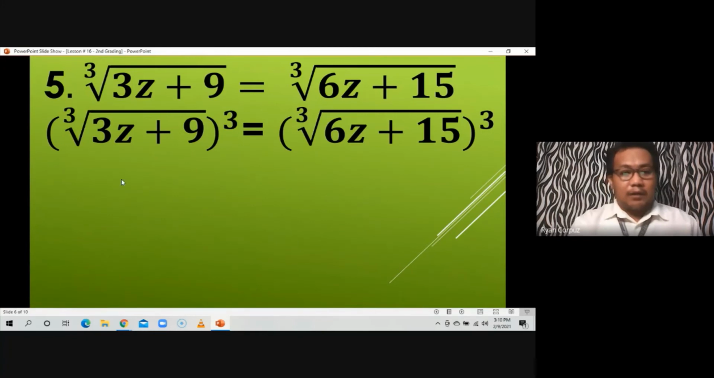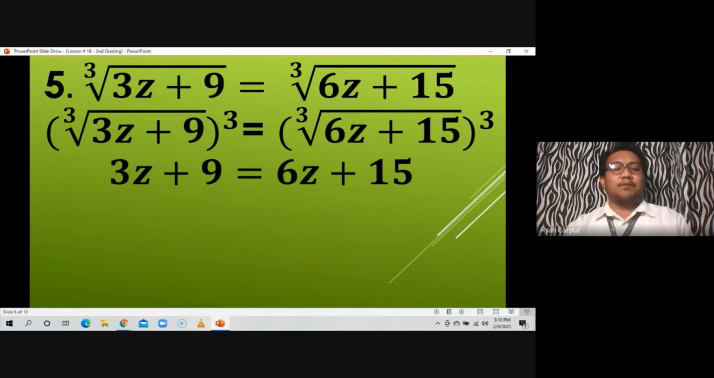So in that way, when we simplify both sides of the equation, the radical sign will cancel out because we are applying again the power rule. So it will turn out like this. The radical sign is gone, and it becomes 3z plus 9 is equal to 6z plus 15. So we are here going to combine similar terms.